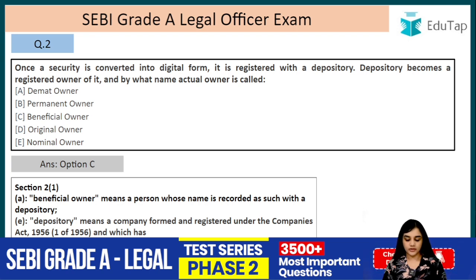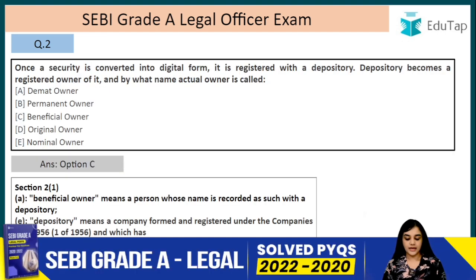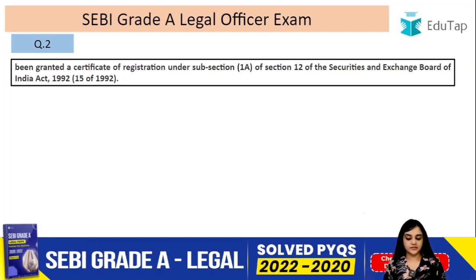And depository, what is a depository? Depository means a company formed and registered under the Companies Act 1956 and which has been granted a certificate of registration under subsection 1A of section 12 of the Securities and Exchange Board of India Act 1992.